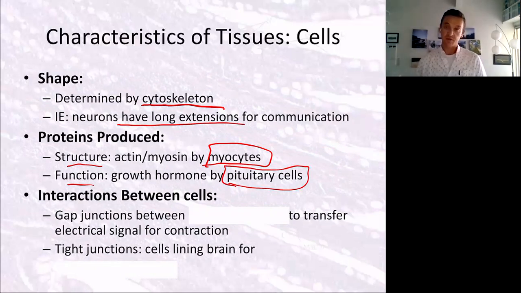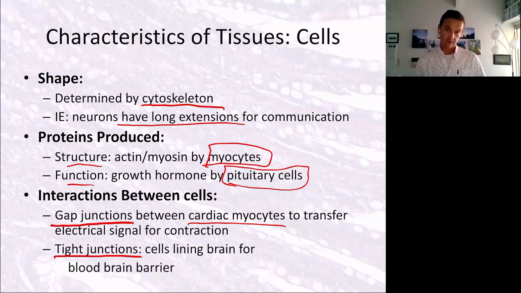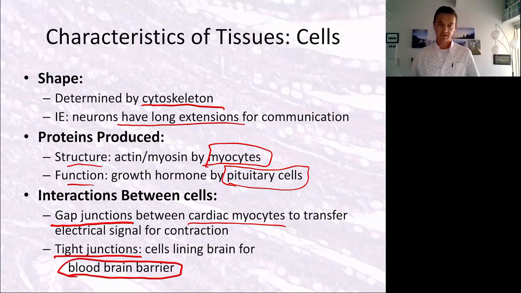So the interactions between cells are another important piece. If we notice gap junctions between cells, that's going to tell us something. We have those between cardiac myocytes because those need to transfer signals from one to the next. We also may have tight junctions, for example, cells lining the brain for what we call the blood-brain barrier. That blood-brain barrier is an important piece to keeping the brain healthy, keeping things out of the brain that aren't supposed to be in the brain.